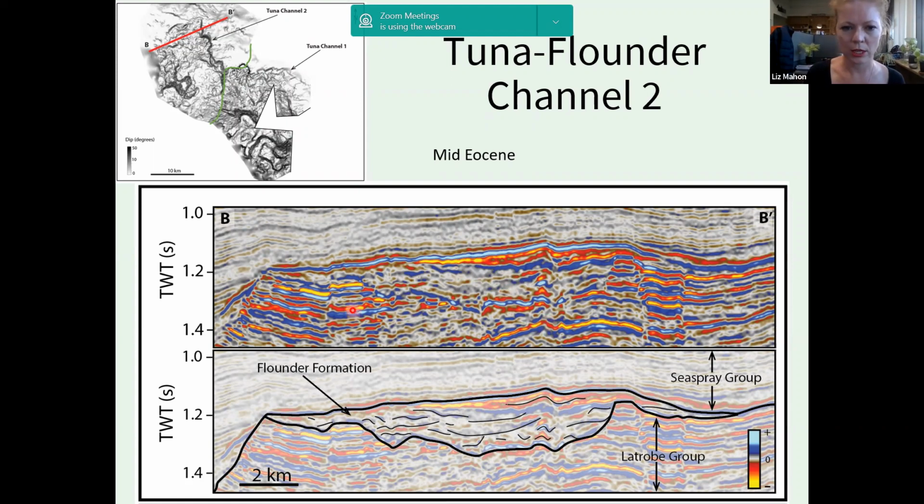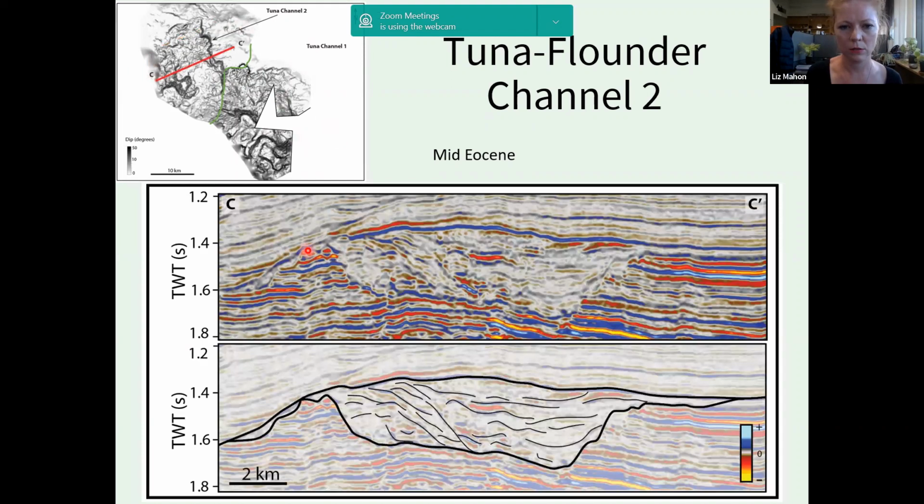So this is at the channel head. We're at the head of Tuna Channel 1. We step down a little bit down the channel. We again see nice steeply dipping erosive channel walls that have cut into those older Latrobe Group sediments. The Flounder Formation fill is lower amplitude, a little bit chaotic, but we're seeing hints of a slightly more cohesive behavior of the channels. So a little bit of lateral migration, reflecting the multiple incision and infilling events.